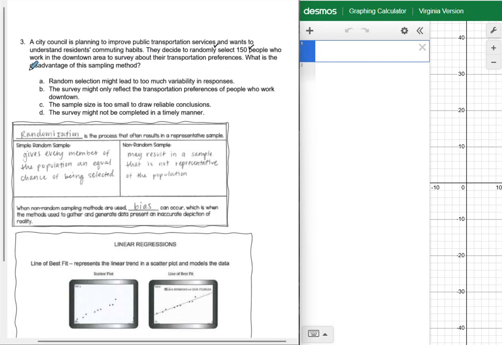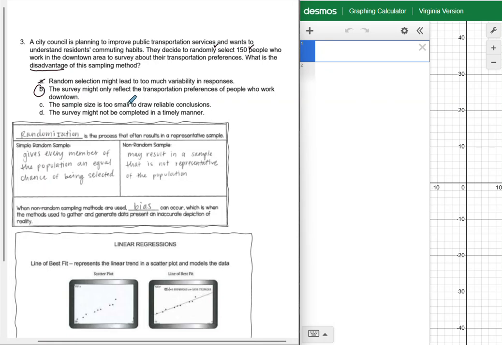What is the disadvantage? So why is this something wrong? If it's random, it's good. It's 150, good. Then what is wrong with this sampling method? Well, let's check. It says random selection, random is good. So this is fine. The survey might not only reflect the transportation preference of people who work downtown. Yes, it's this one. I'll tell you why.